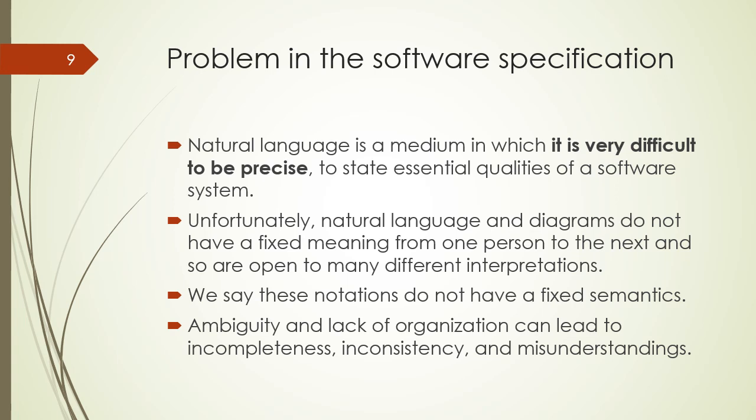And natural language is a medium in which it is very difficult to be precise. And again, it is very difficult to get a concrete specification in natural language. Therefore, natural language and diagrams do not have a fixed meaning from one person to the next, and so are open to many different interpretations. Ambiguity and lack of organization can lead to incompleteness, inconsistency, and misunderstandings.